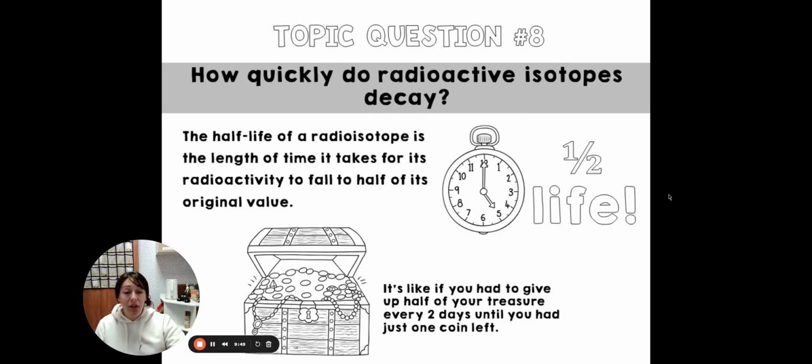Okay, so radioactive isotopes can decay, but how long does it take? Well, every radioactive isotope has a different half-life or decay time. The half-life of a radioisotope is the length of time it takes for its radioactivity to fall to half of its original value. One of the applications that you have perhaps seen this in is carbon dating in fossils. So it's the amount of time it takes for the radiation within an object or a sample to decrease by half.